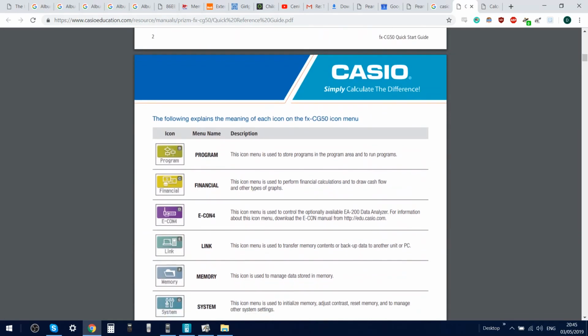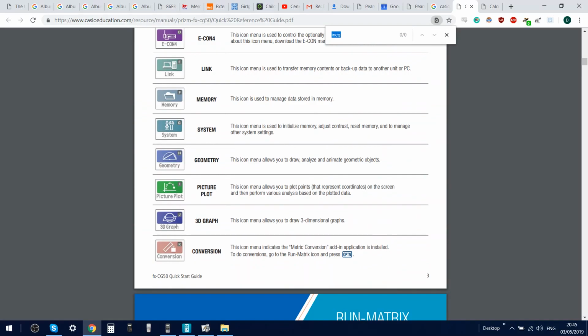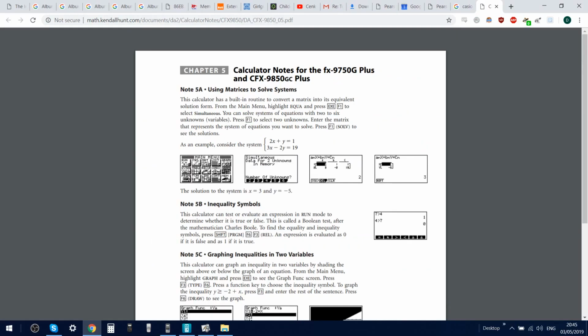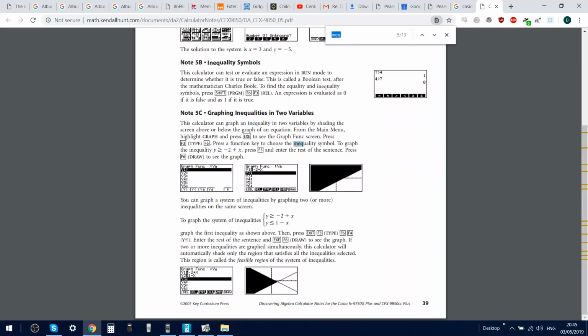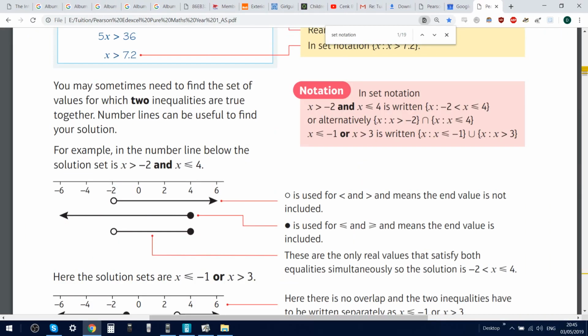Yeah. Hang on, let's take a quick look at this one. Inequality symbols. So I have to test if it's true or false. Graphing inequalities is not what we want. Nah, I don't know how to do it. Anyway.